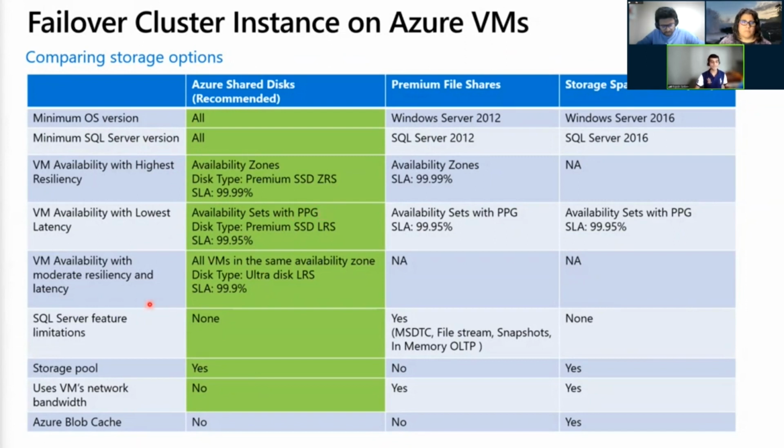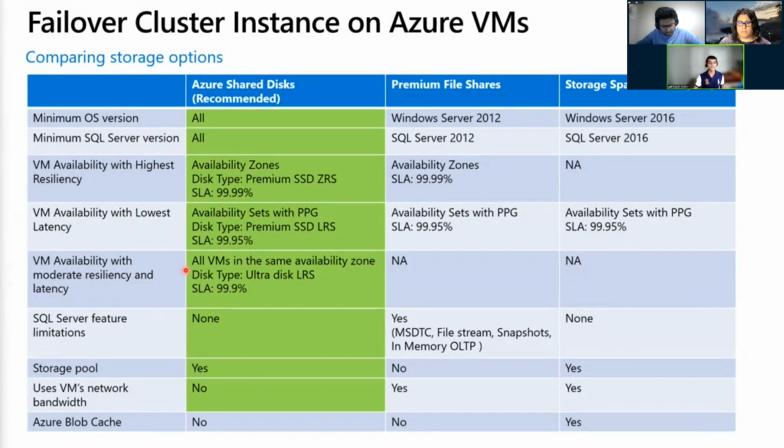The next option is what I call a moderate resilient and latency architecture. And this is for cases where, let's say, you want to have a bunch of VMs sitting in the same zone, and say you have a need for an ultra disk, which supports sub-millisecond latency. Then you put them on ultra disk, but ultra disk requires you to have all the VMs within the same zone.